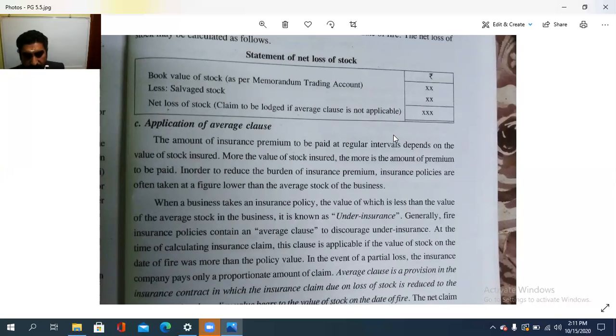In the event of a partial loss, then the insurance company pays only a proportionate amount of the claim also. So average clause, what is that?